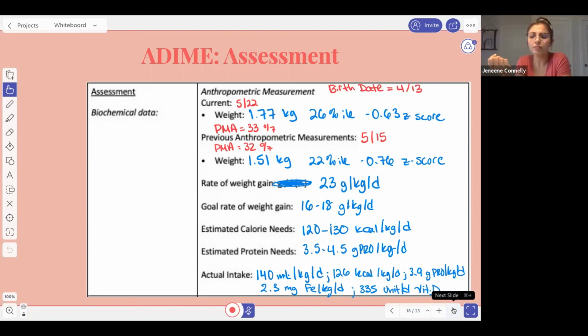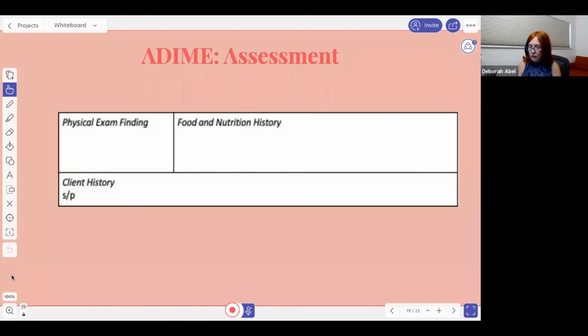Yes, yes. Okay, so under the food and nutrition, you can actually write the current order that the baby is on. So the EN order is Similac Special Care, 27 cal per ounce at 31 mils, Q3 hours, times 8 feedings.